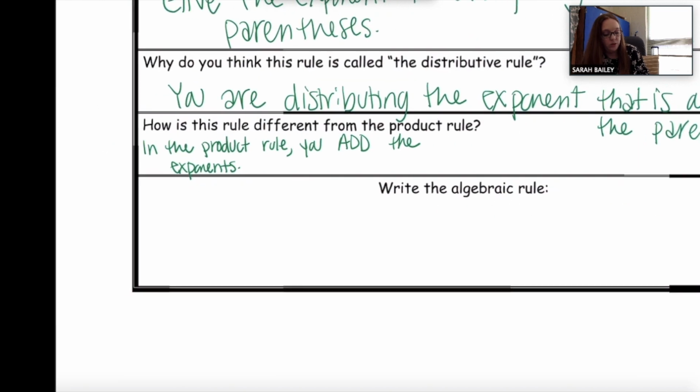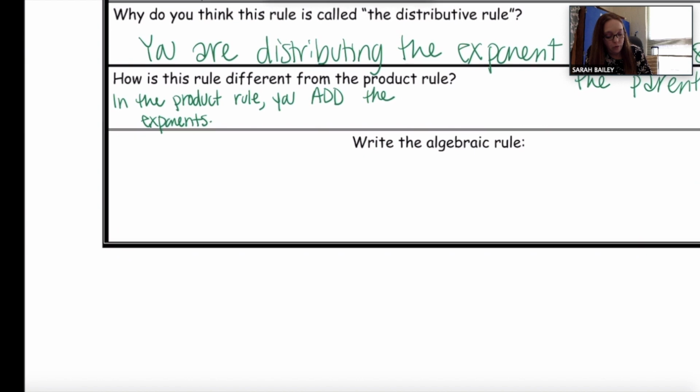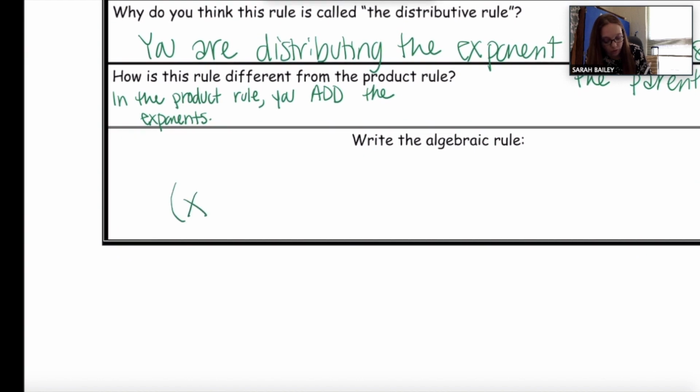So how can I write this rule algebraically? You start off with two numbers inside the parentheses or more, so I'm going to say I have two numbers, x times y, two different values inside the parentheses. You may have more than two. And then they are carried to an exponent outside of the parentheses, which we'll call m.